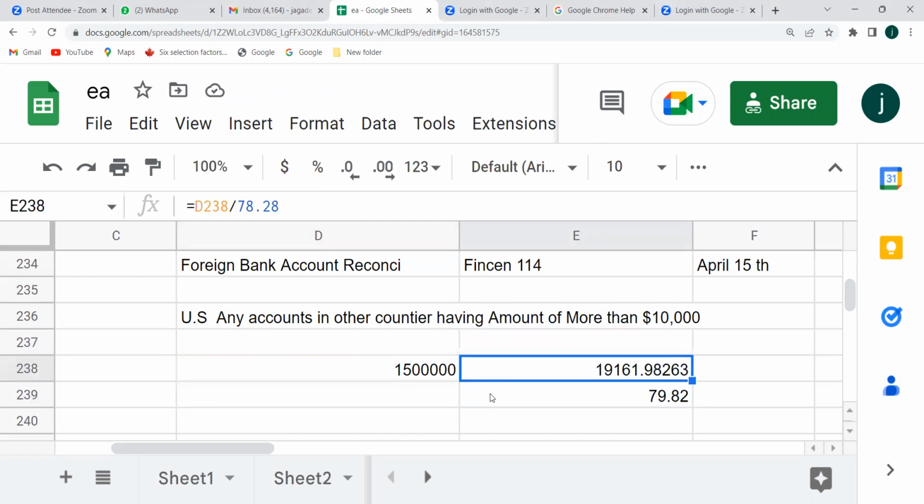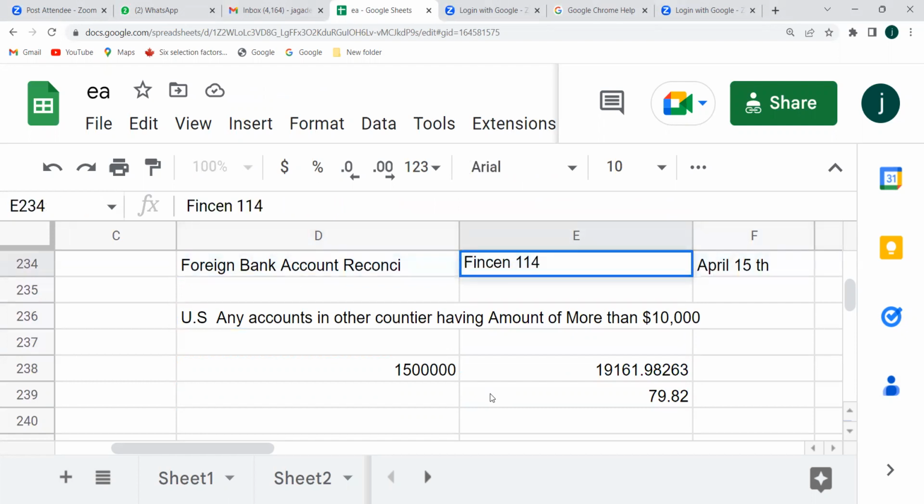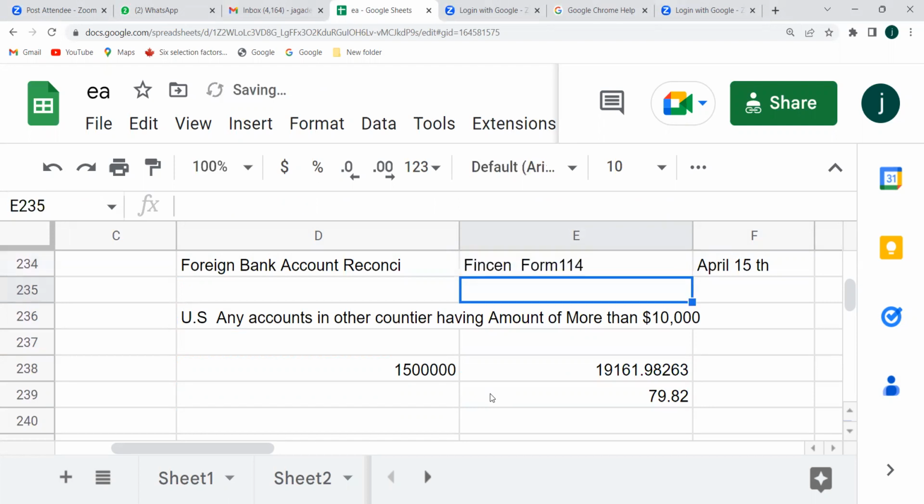So if it exceeds $10,000, you should file the FBAR, which is FinCEN Form 114. This is the FBAR.